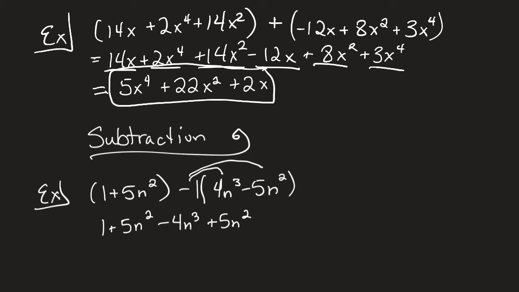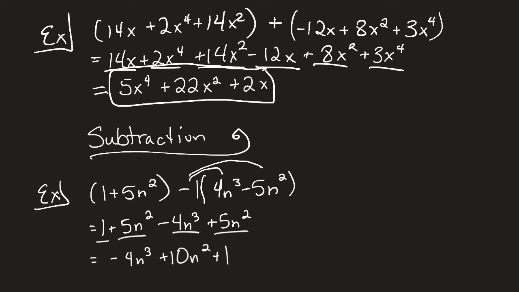So whenever you subtract, what happens to your second polynomial is your signs change: positive becomes negative and negative becomes positive. So at this point now we can combine like terms. So the highest power here is n cubed, so we have negative 4n cubed. And then we have squared, so we have 5n squared plus 5n squared. So that's 10n squared plus 1. And so that would be our final answer.